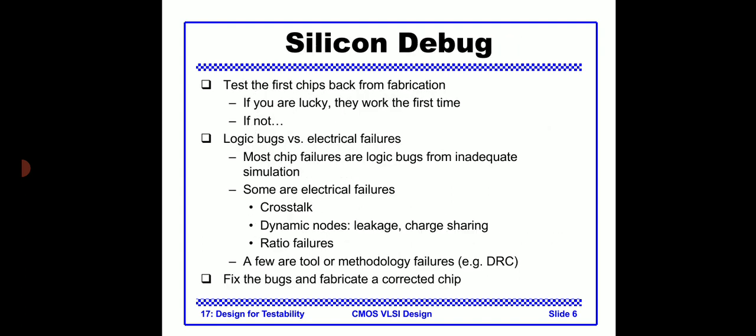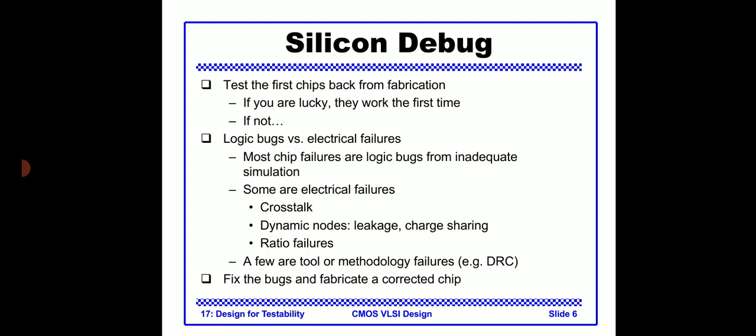And silicon debug. This technology has enabled implementation of complex digital systems in single chips, reducing the size and power consumption. First, the chip is fabricated and tested. If you're lucky, it works the first time. If not, we have to go to the next process.